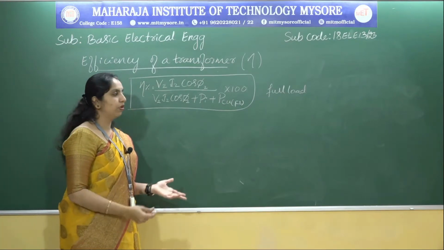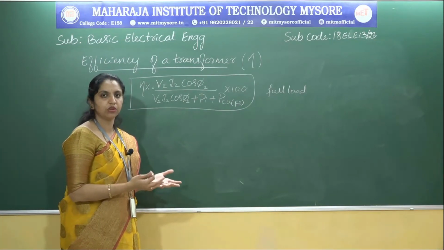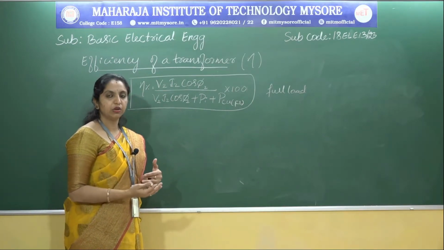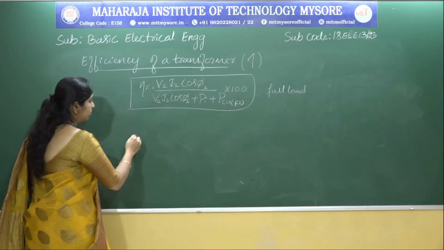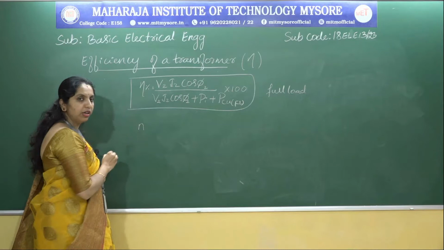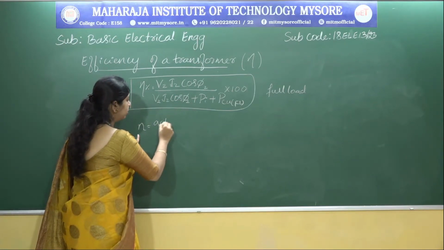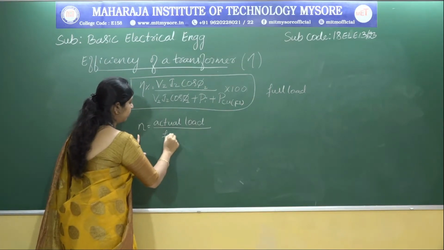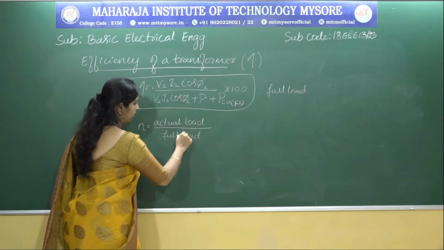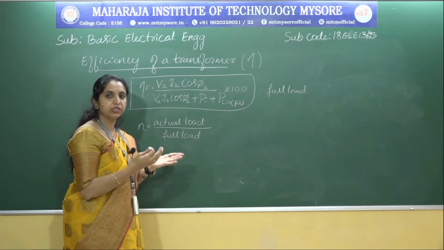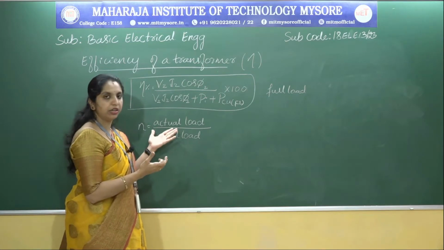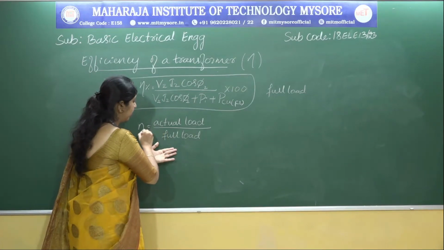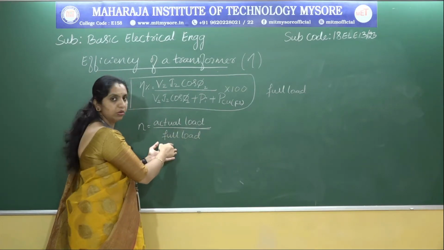Then what is this full load, and what is half load or fractional load? Instead of having full load, can't we have different loads? Of course we can have a different load, and we call it fractional load. We express fractional load as small n. Small n is the actual load divided by the full load. Actual load means the load which we consider in a transformer. So n is expressed as the ratio of the actual load to the full load.